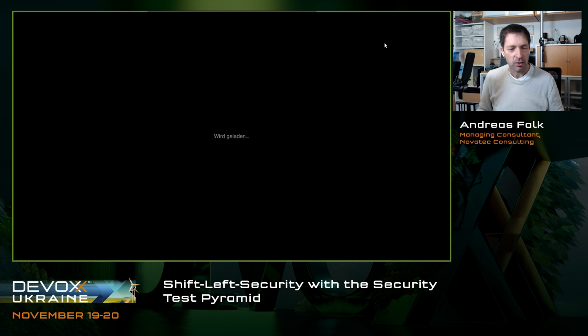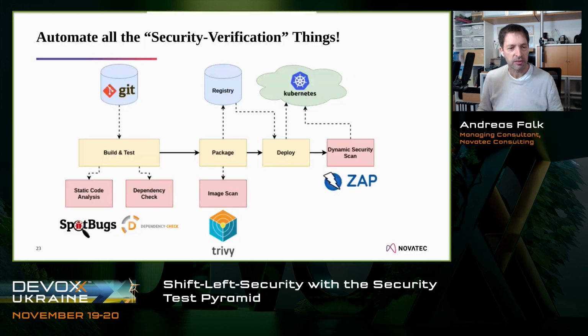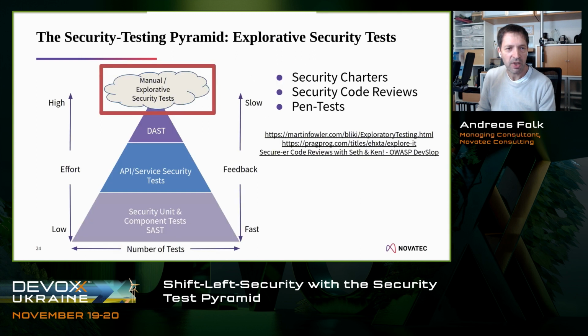So the next thing would be, so if it loads, you should automate the things that have been shown up to now, from static analysis to the dynamic security scan. You can do all these things here. And the top level of the pyramid then deals with exploratory testing, doing security code reviews, and also we see the typical pen testing on that level.